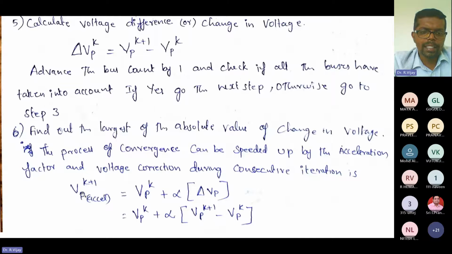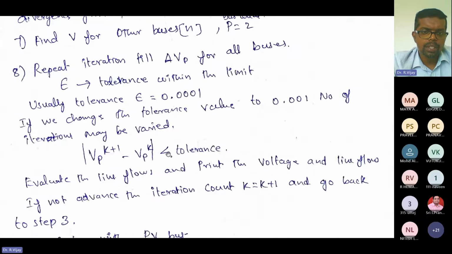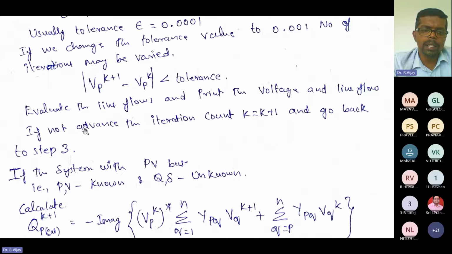Accelerated voltage, or new voltage, you need to calculate. New voltage equal to old voltage plus alpha into this change in the voltage. That also you need to calculate for the next iterations. So the tolerance limit, it will check this value, then it will stop and print the results. Otherwise, your program will simply run.